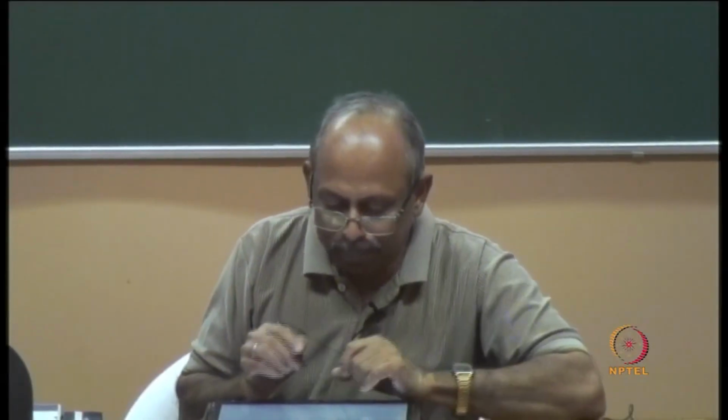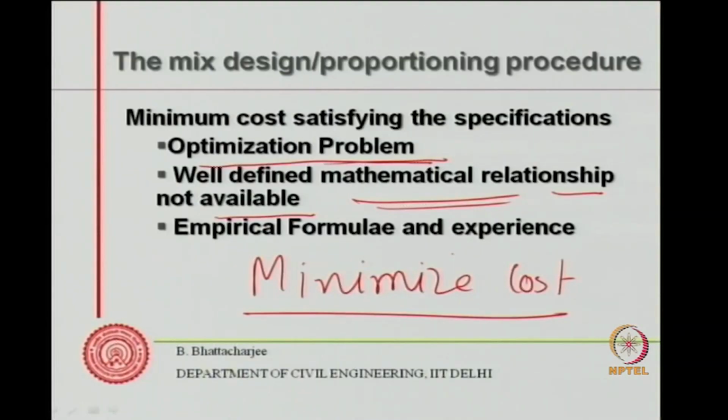That's why there are 51 equations. Each was developed empirically, maybe for the specific condition of that particular experiment. So we don't have a general equation. Therefore, we can't treat it as an optimization procedure. We don't have a well-defined relationship, neither for strength nor for workability, and durability is out of the question because we are only at the stage of the prescriptive level now. So what we have? Empirical formulae and experience. Some empirical formulae, not very general, but still some formulae are available, and the experience of people.